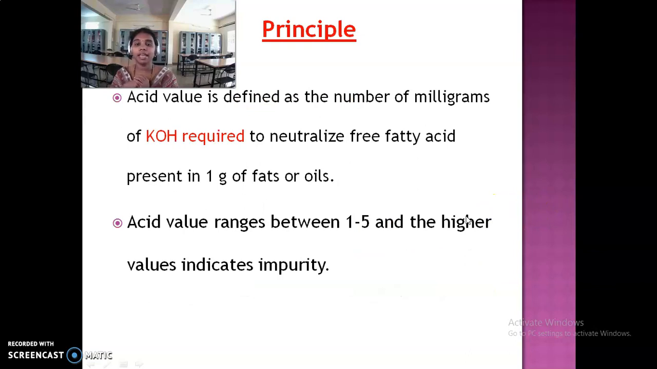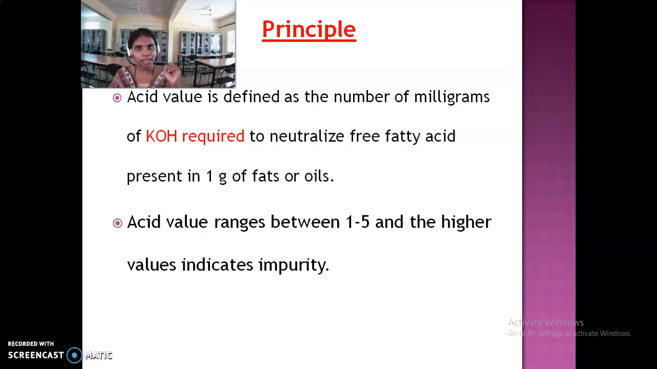So the principle involved here: it is defined as the number of milligrams of potassium hydroxide required to neutralize the free fatty acids present in 1 gram of the fat or oil. So in 1 gram of fat or oil, how many milligrams of potassium hydroxide are required to neutralize the fatty acid? This is the principle involved. The acid value ranges from 1 to 5. The higher the acid value, the higher the impurity. The lower the acid value, the lower the impurity. The general range is 1 to 5.